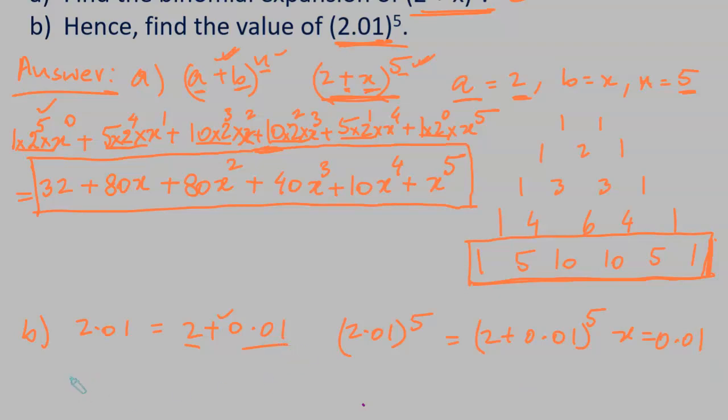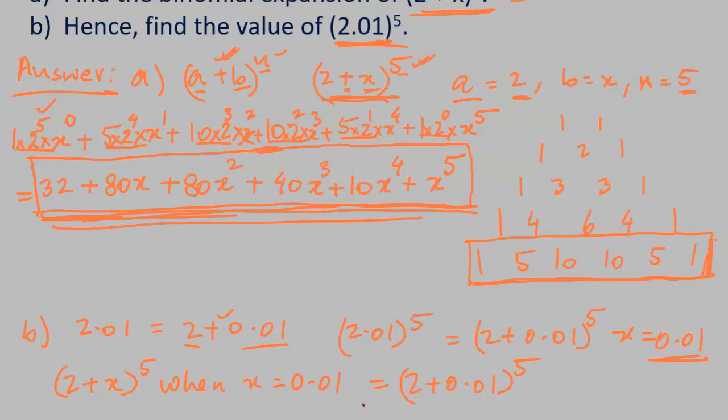So 2 plus x whole to the power of 5 when x is equal to 0.01 is equal to 2 plus 0.01 whole to the power of 5. And we know what is the expansion for 2 plus x whole to the power of 5. Therefore, we will be just plugging in the value of x in this expression, x is equal to 0.01.